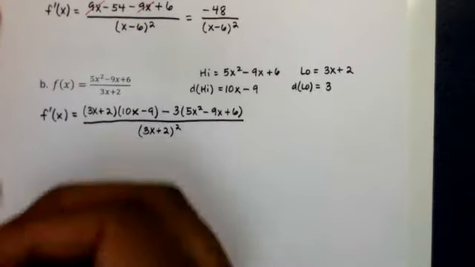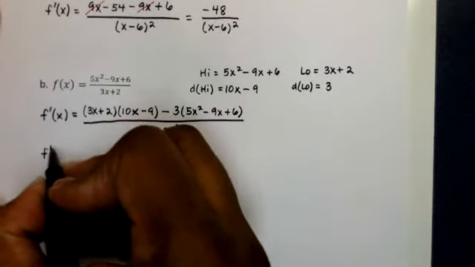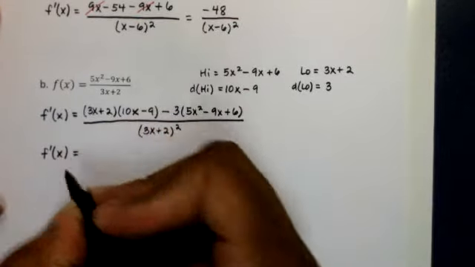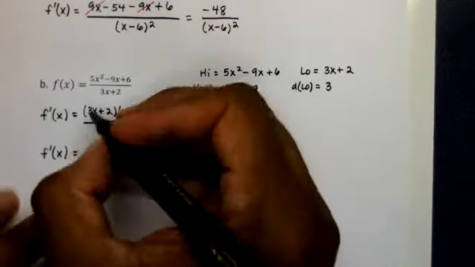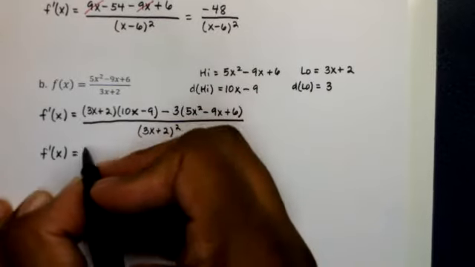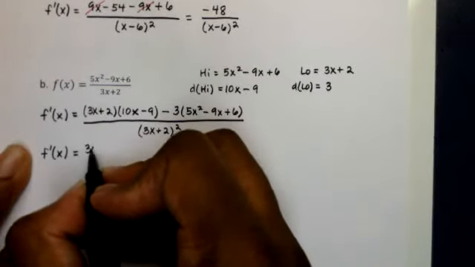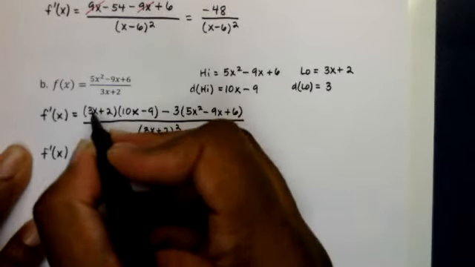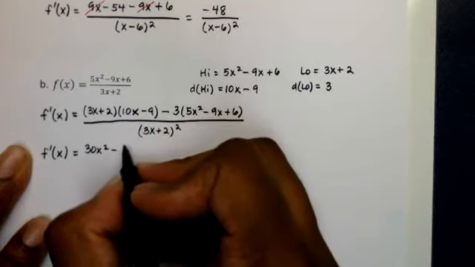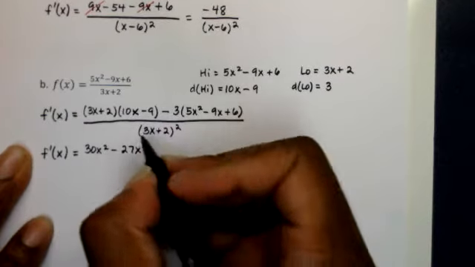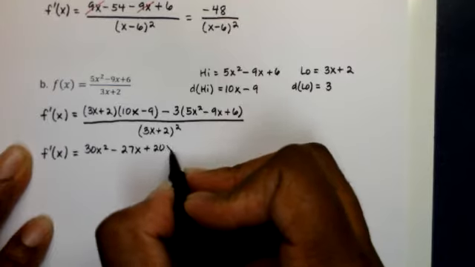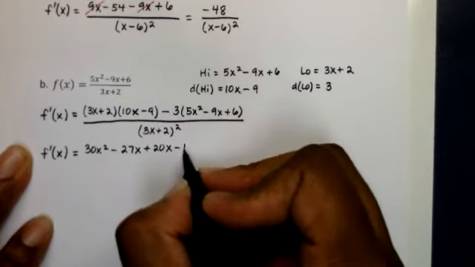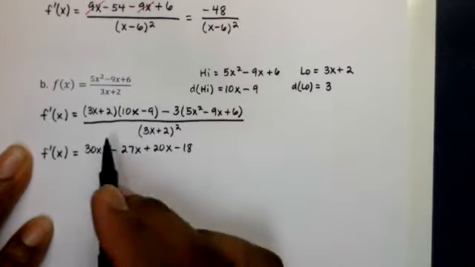Okay, so now let's simplify this. I'm going to bring down the f prime of x. I'm going to use the FOIL method on that 3x squared times 10x minus 9. So here, 3x times 10x would be 30x squared. 3x times minus 9 would be minus 27x. 2 times 10x would be plus 20x. 2 times minus 9 would be minus 18.